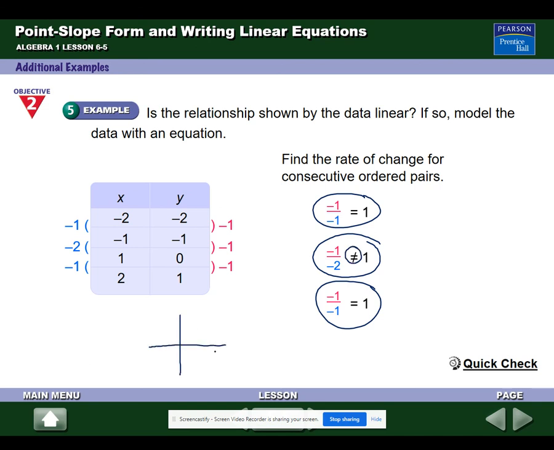I almost think at some point it might just be easier to plot points. -2 would be here. -1, -1, 1, 0 over here. Is that going to be on the same line as these two? No. Okay. So the question is, is the relationship shown by the data linear? If so, model with the equation. We can't do that second part because the answer to this question is no.